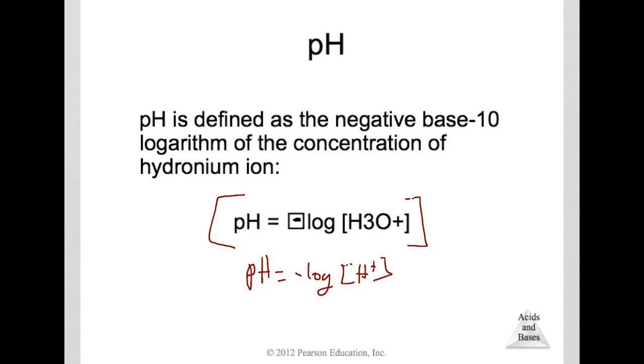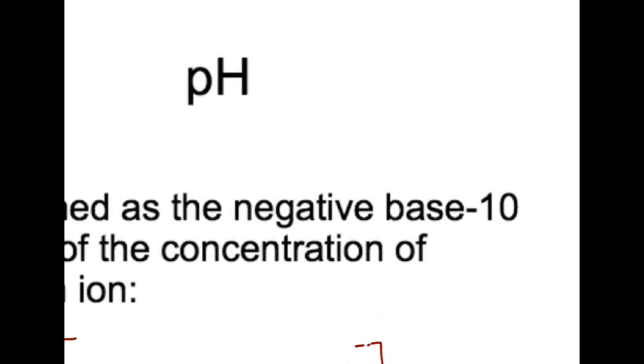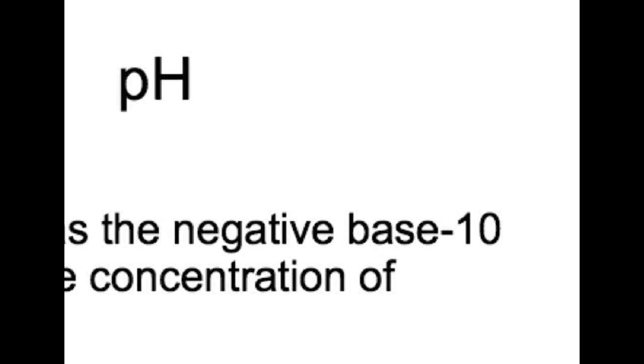Why did he do this? Let's take a look at that kW. kW equals 10 to the negative 14. That is equal to the hydrogen ion concentration times the hydroxide ion concentration. When we're looking at the autolysis of water, the hydrogen ion and the hydroxide ion come out in equal parts.